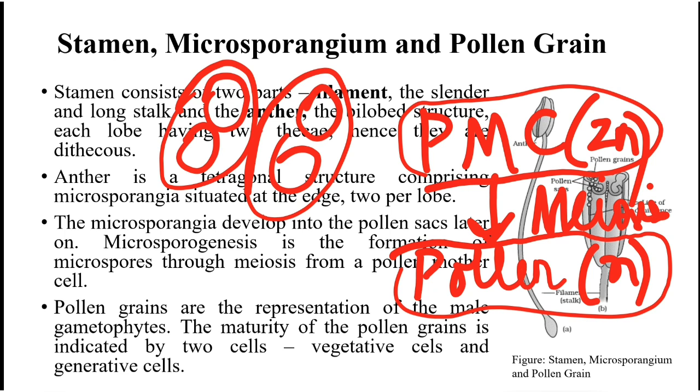The maturity of a pollen grain is indicated by two cells. The pollen grain with its nucleus matures and forms two cells: one vegetative cell and one generative cell. So a mature pollen grain has two cells, the vegetative cell and the generative cell.